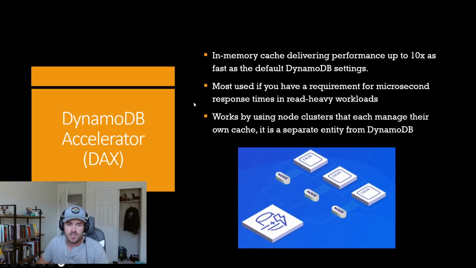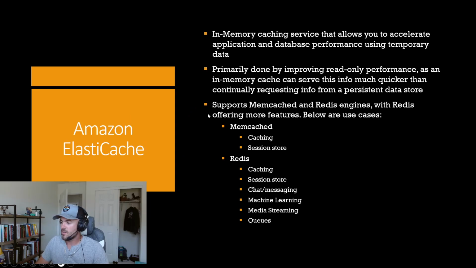All right, so Elasticache is an in-memory caching service that allows you to accelerate application and database performance using temporary data. It's primarily done by improving read-only performance, as an in-memory cache can serve this info much quicker than continually requesting info from a persistent data store.